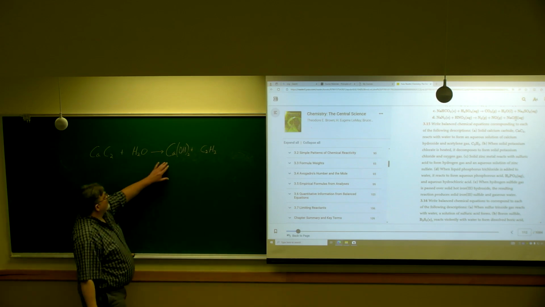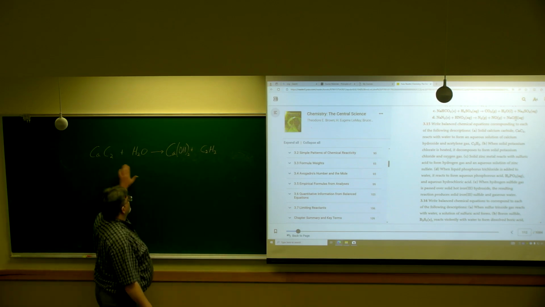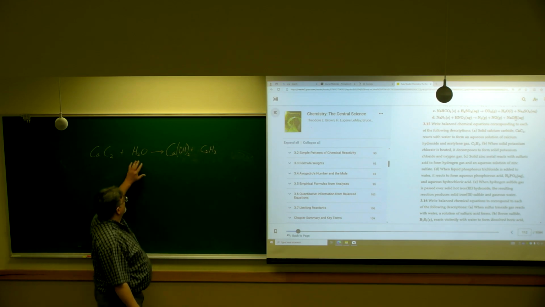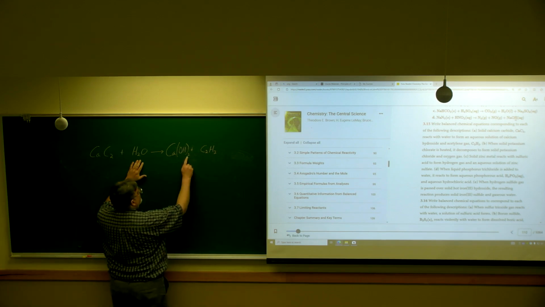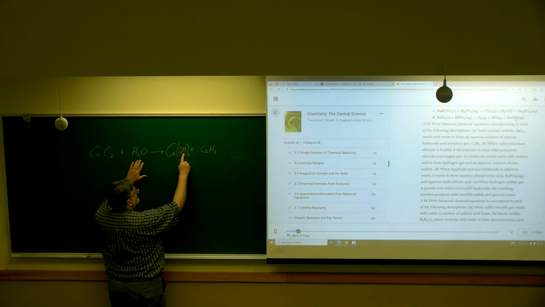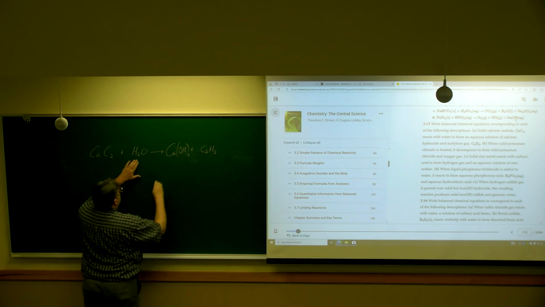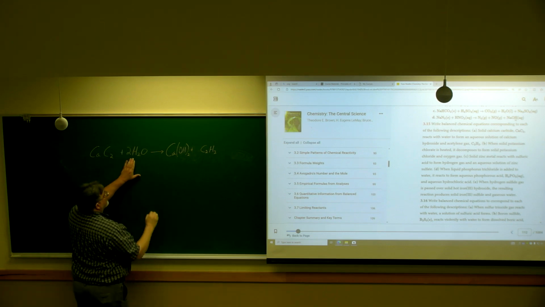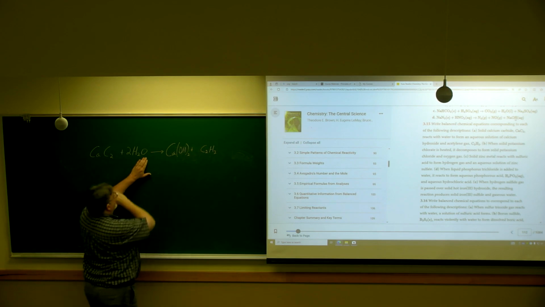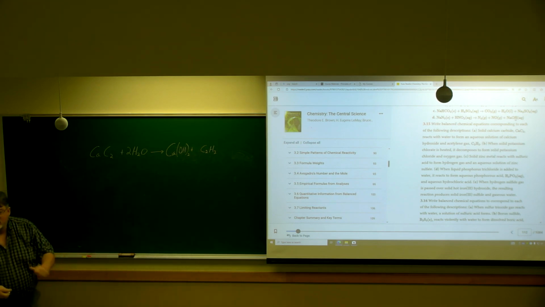One calcium, two carbons, and H2O. So we have two hydrogens here, and that two tells me I've got two more. So I need four hydrogens. So that'll make four hydrogens here. It makes two oxygens, and so that balances it. Can you see that that's balanced?